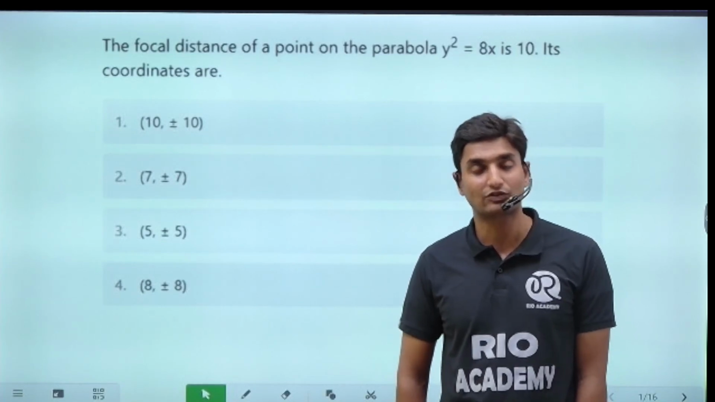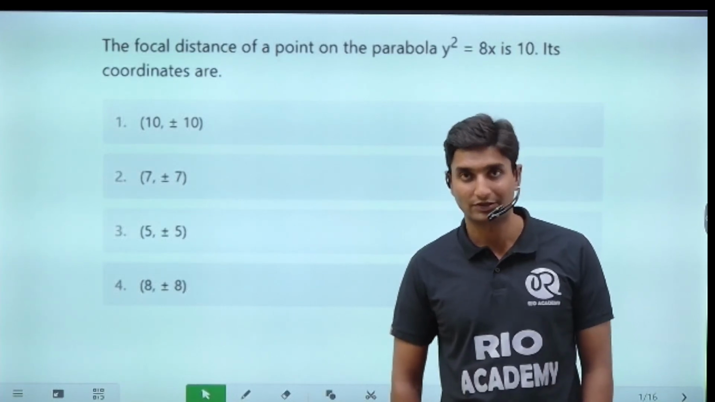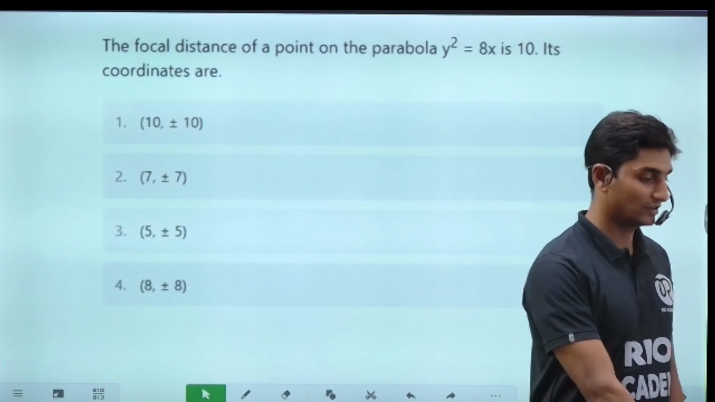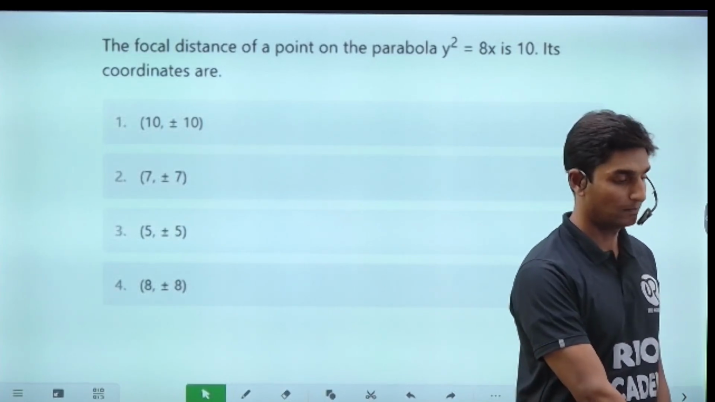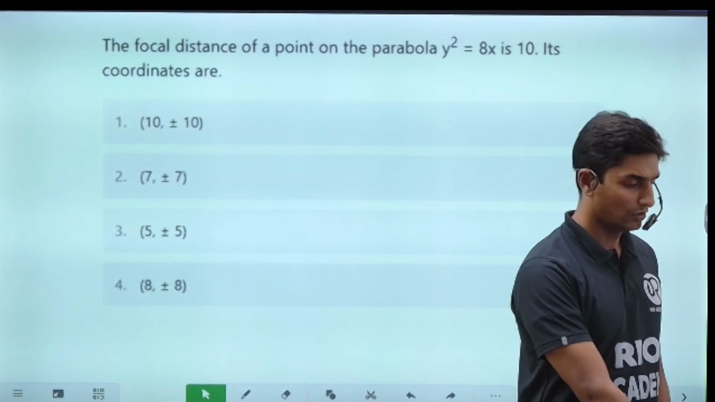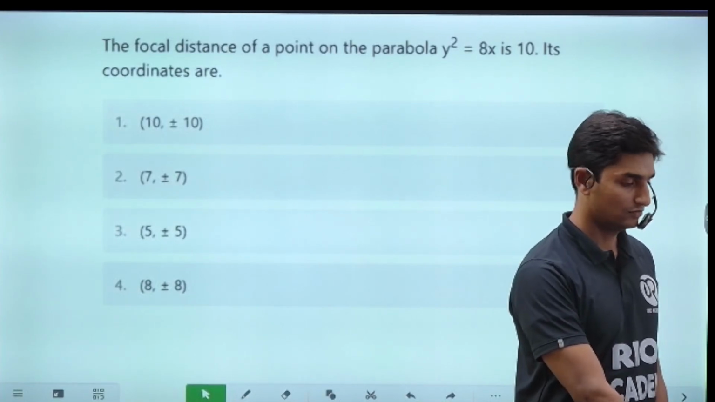Focal distance stands for what? It is nothing but the value of c. Focal distance is nothing but the distance of the particular point from the focus.